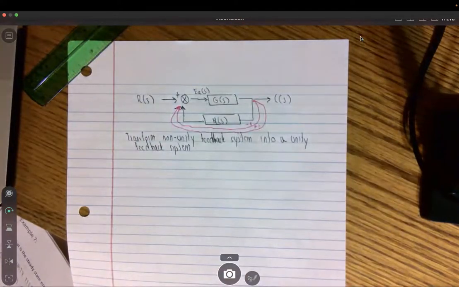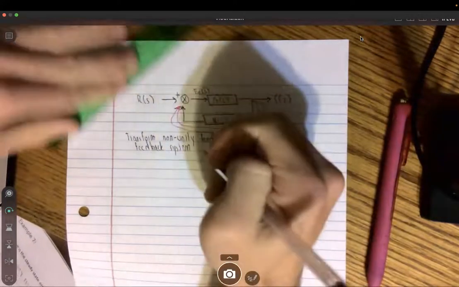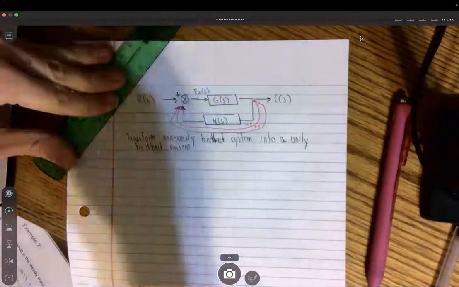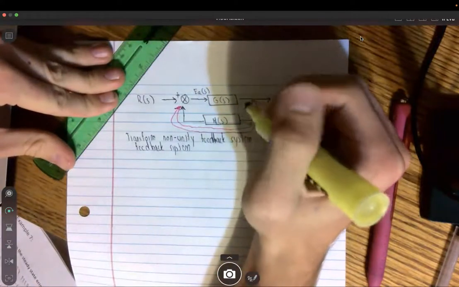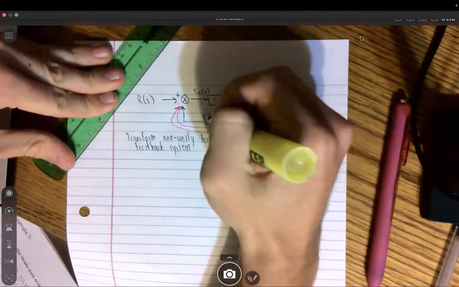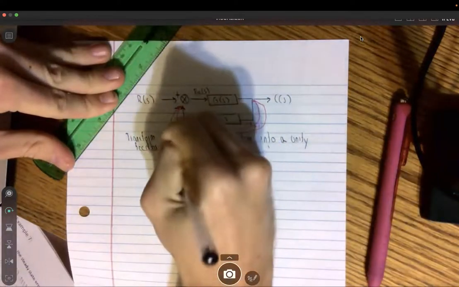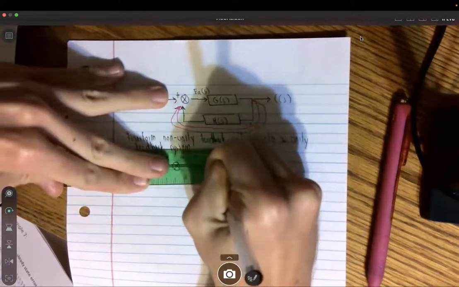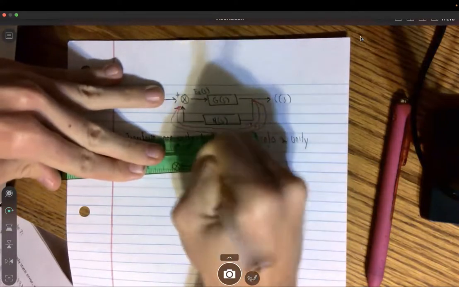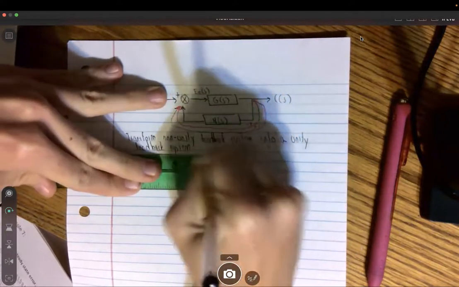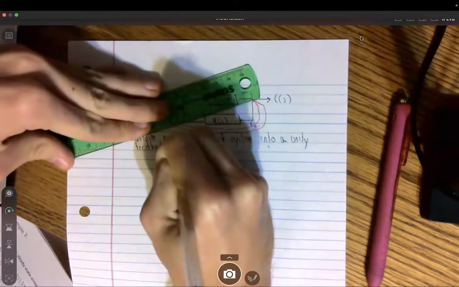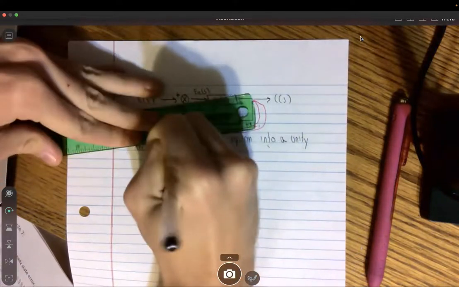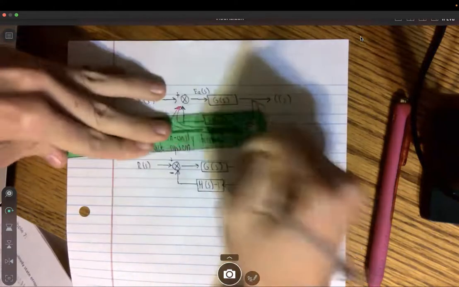And so here, what we're going to notice is that if we simplify these two right here, let me redraw it. I think it will look better if I show you. If we have our G of S, then this down here is going to be your H of S minus 1. And then we're going to have it going back into here. We have our R of S, of course, as our input. We have C of S.